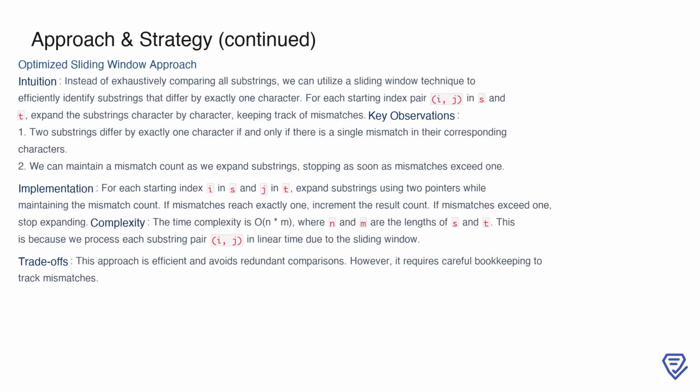Now, let's explore the optimized sliding window approach. This method reduces redundancy by efficiently identifying substrings that differ by exactly one character.